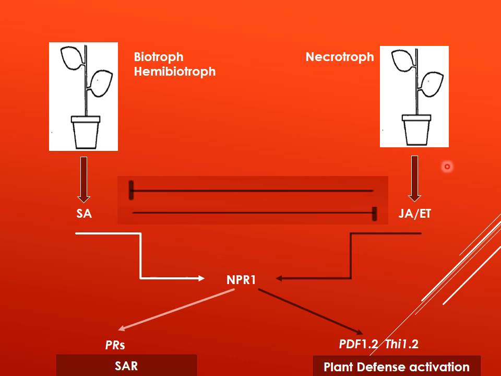So in short, it also means that a plant at one point cannot defend itself against both biotroph and necrotroph. So I hope that everyone has a basic idea of how plants give priority to or activate the defense system according to the pathogen they are under attack from.